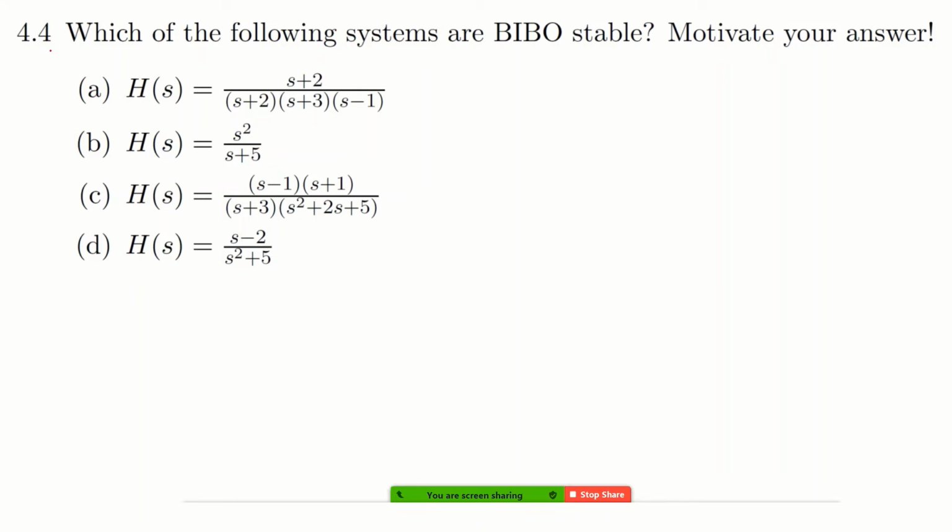Okay, question 4.4. It's asking which of the following systems are BIBO stable.